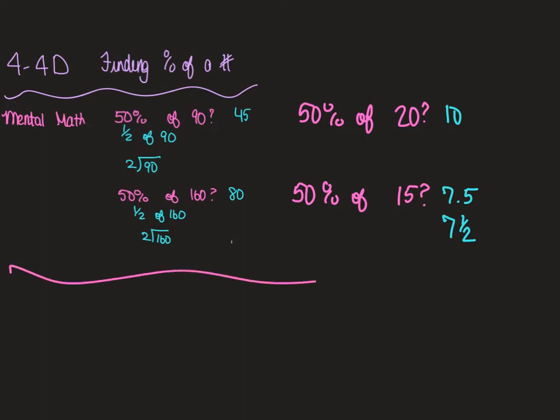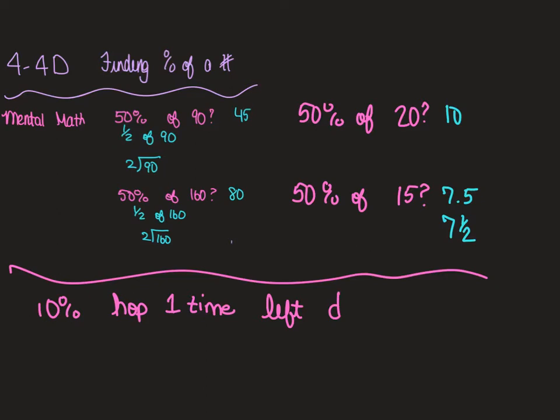Okay, another mental math question would be 10%. If we're going to find 10% of something, 10 means I'm going to hop one time, 1 hop, and I'm going to actually hop left because I'm taking that percent sign away, and in essence I'm making it a decimal, so I'm going to hop left. So let's try to figure out 10% of 12. 10% of 12, one hop puts the decimal right there, 1.2.